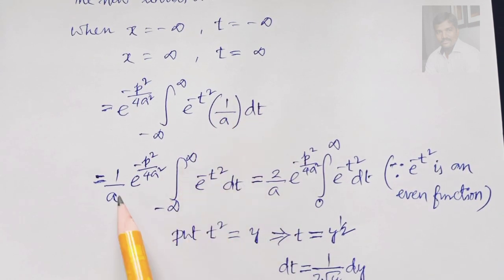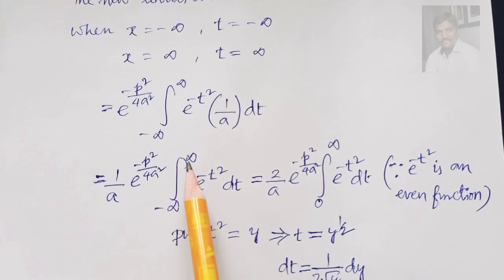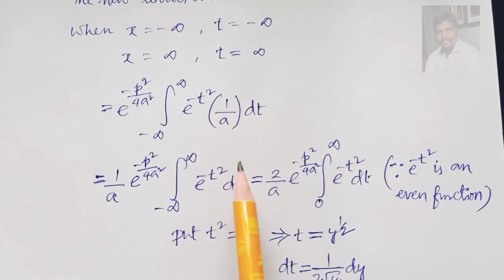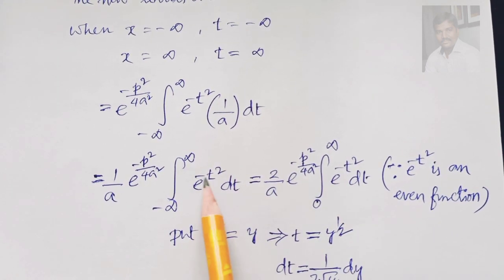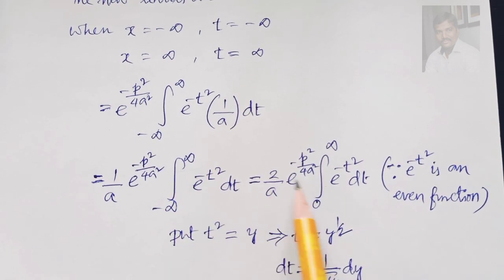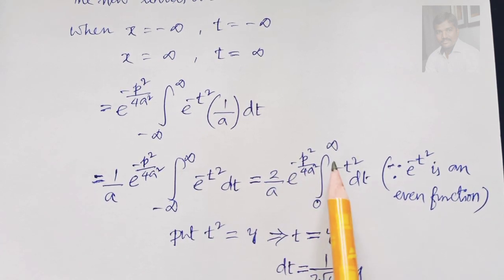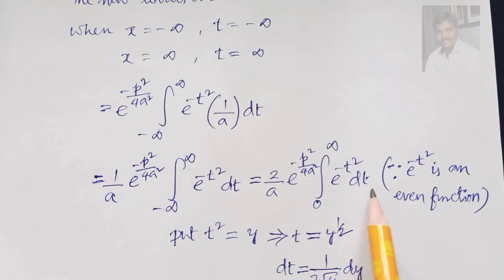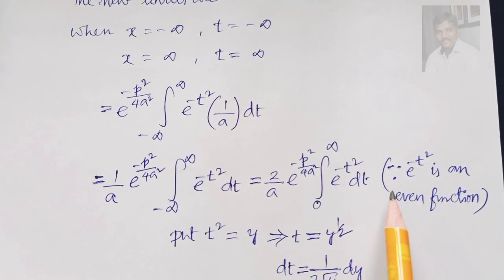Now just take this 1 by a out. 1 by a into e power minus p square by 4a square into integral minus infinity to infinity e power minus t square dt is equal to... and you can observe this e power minus t square is an even function. So this minus infinity to infinity can be written as 2 into 0 to infinity. So 2 by a into e power minus p square by 4a square into integral 0 to infinity e power minus t square dt, since e power minus t square is an even function.